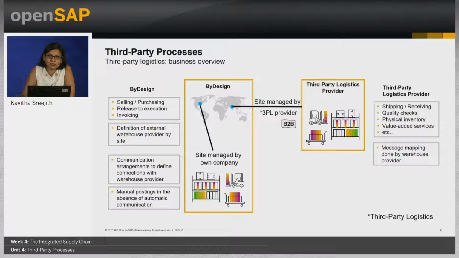The 3PL warehouse provider has to take the responsibility for all the topics concerning the execution processes like shipping, receiving, the physical inventory management, as well as quality control. One important aspect to note is that after the physical execution happens at the 3PL side, the final inbound and outbound delivery documents are created in the Business by Design system based on the confirmation communication from the 3PL. This is so that we update the correct inventory levels and carry on with invoicing and financials.